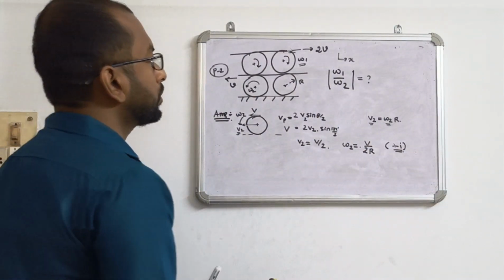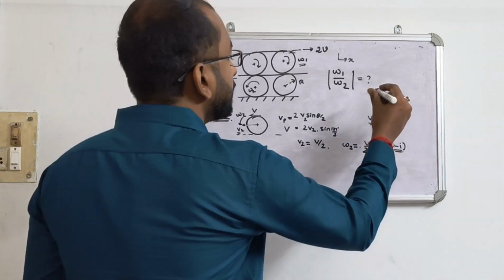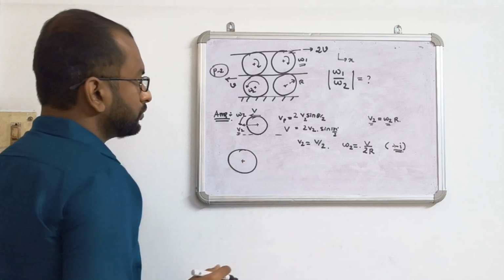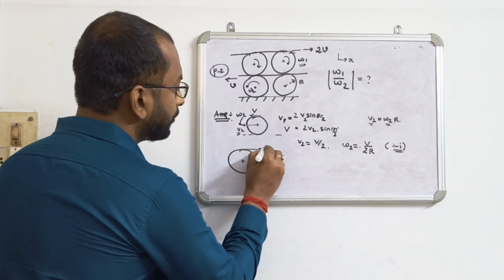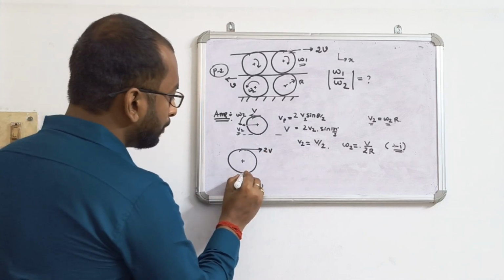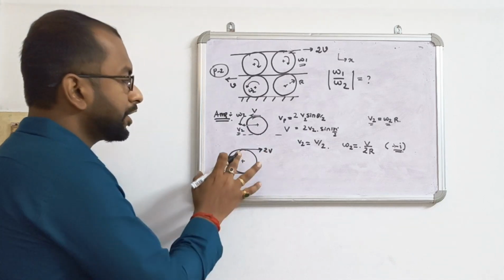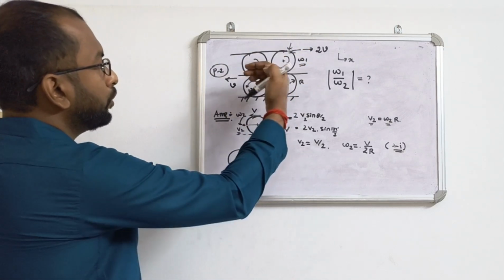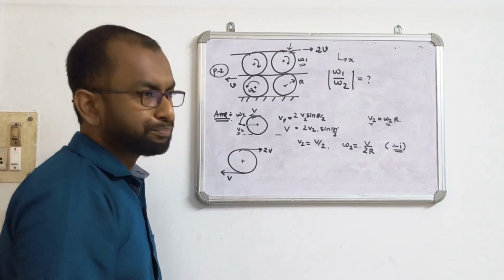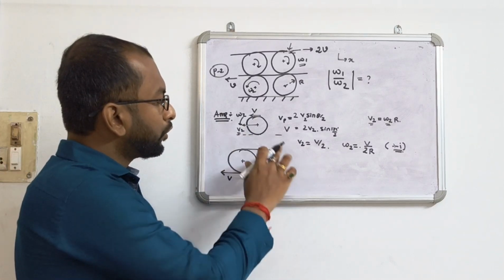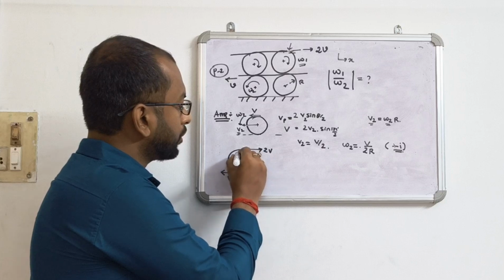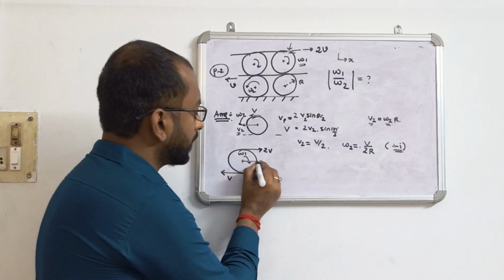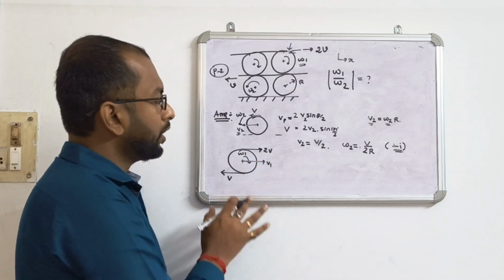Now we'll try to find out for the top disc. For the top disc, the top point is moving with velocity of 2V in the right direction. The bottom point is moving with velocity of V because it is pulled by the plate, in the leftward direction. So certainly it will rotate clockwise with, let's say, angular velocity omega 1, and we do not know the velocity of the center of mass. So let's assume that the center of mass velocity is V1 towards the right.